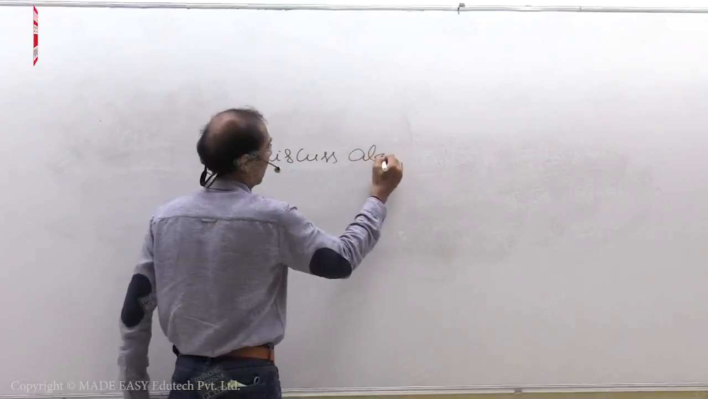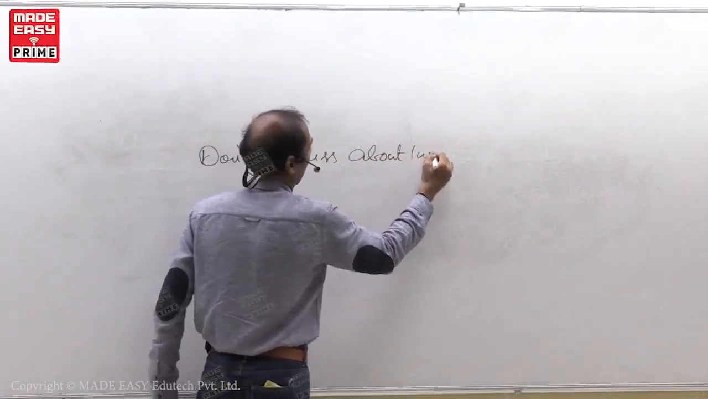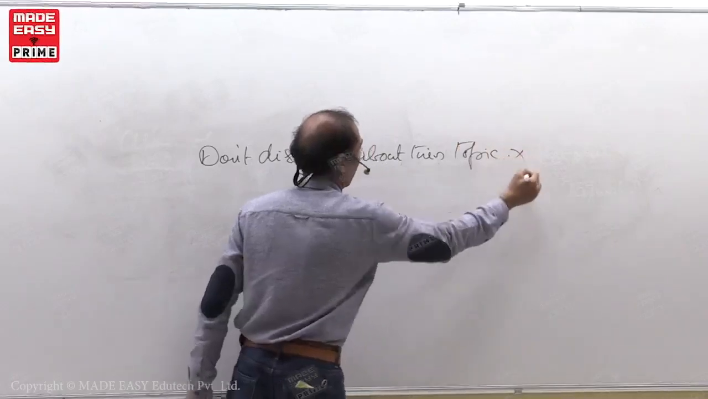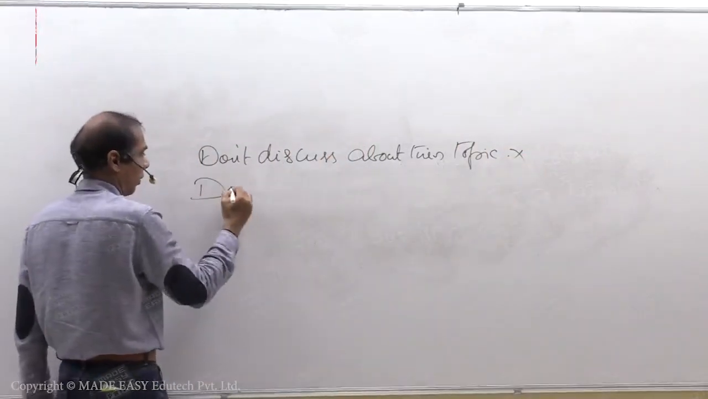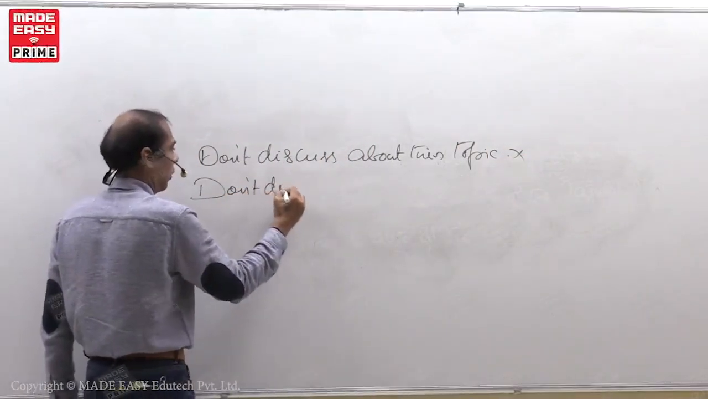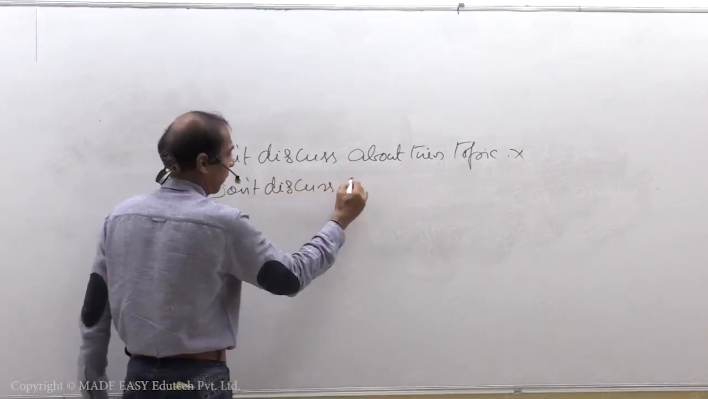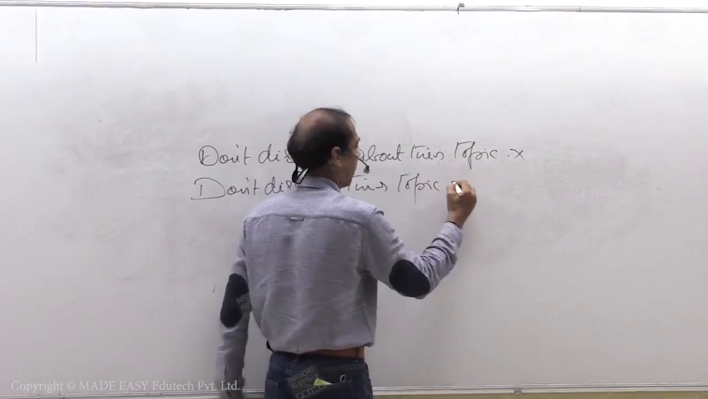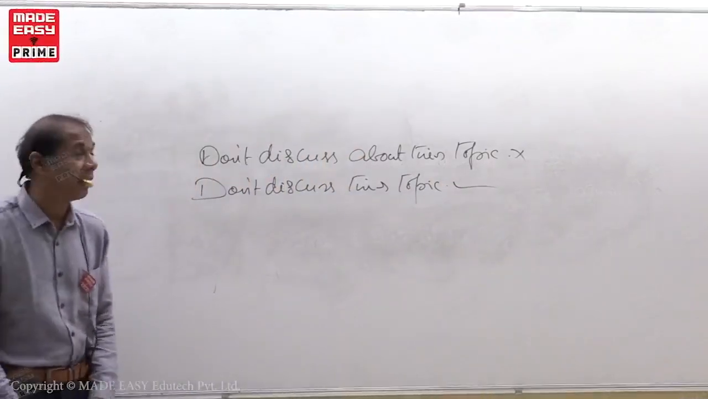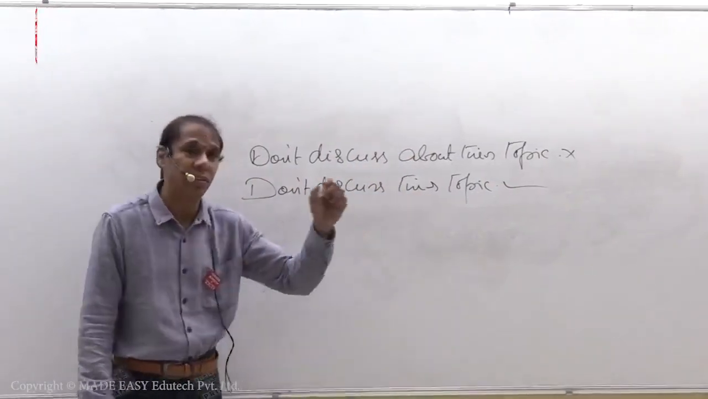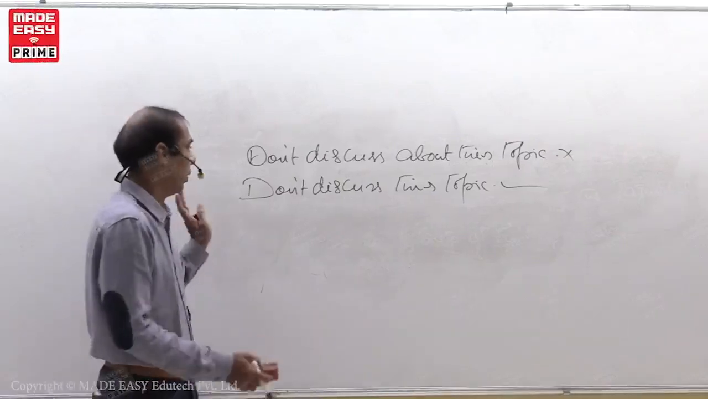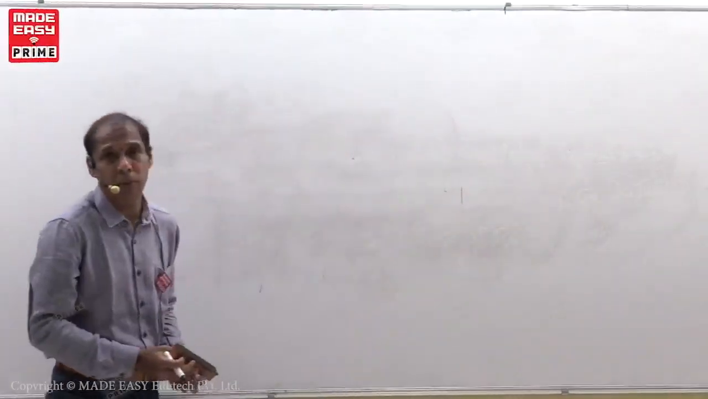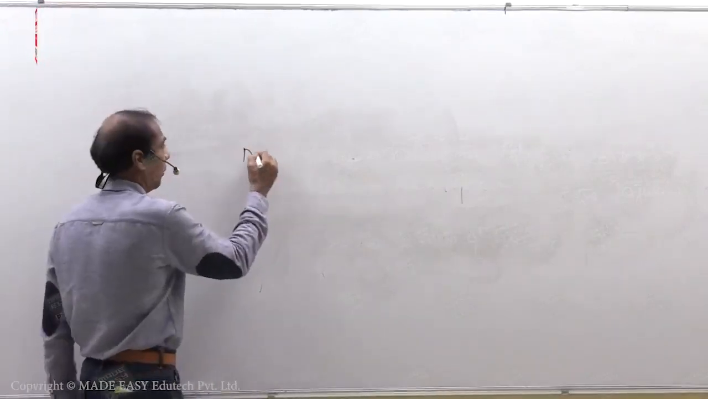Don't discuss about this topic. Wrong. Don't discuss this topic. Not don't discuss about this topic. Don't discuss this topic. Okay, my students. So these three words do not take about. Note.